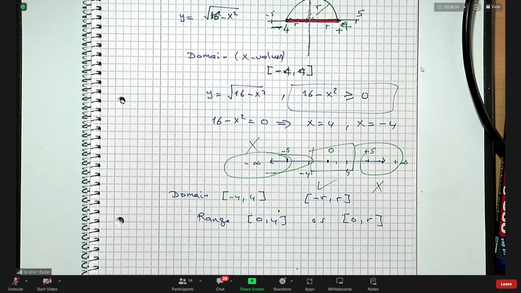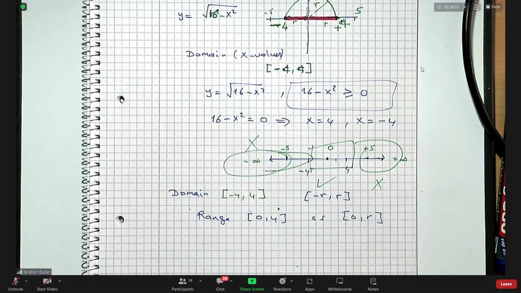Another critical case is when the denominator is 0, not equal, not positive, not negative, exactly 0. This you need to exclude. We will see in the next example. Okay, so is it clear now? Question number 1. Okay, let's move to question number 2.